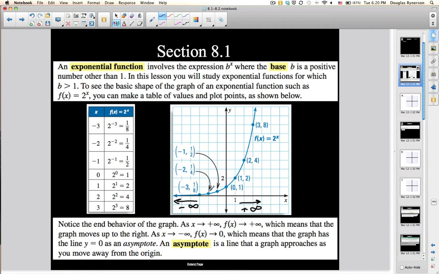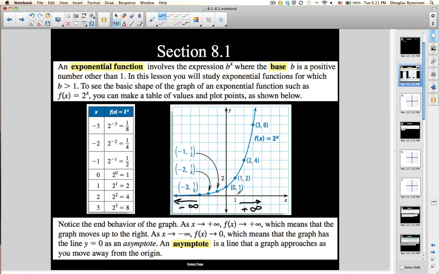So we're going to look at what are the best points I should pick in order to find the points that will define this curve. If you look over here, this is an input-output table that deals with taking 2 to different powers. So our function is f of x is equal to 2 to the x power. And you can see that as I have negative exponents, my outputs are very, very small. And as I have increasing positive exponents, my output becomes very, very large.